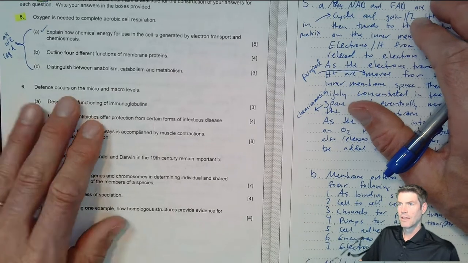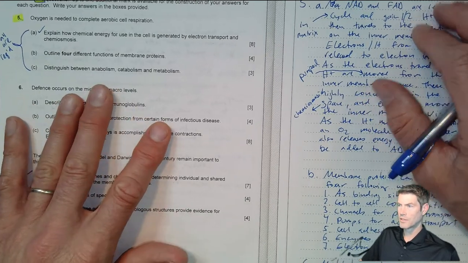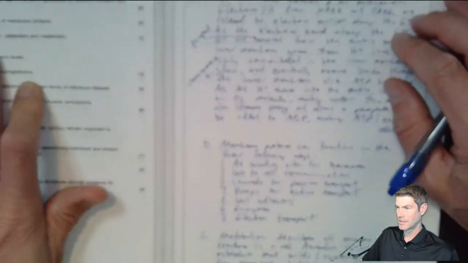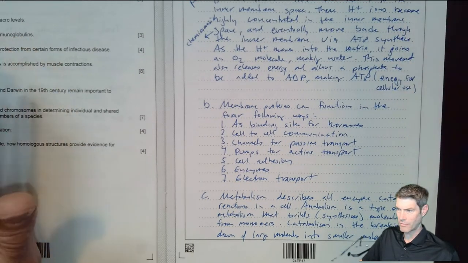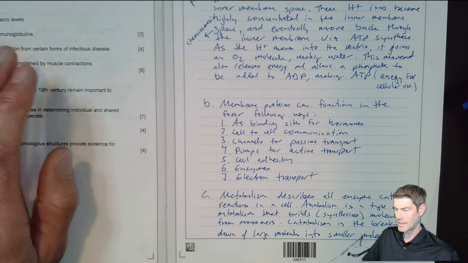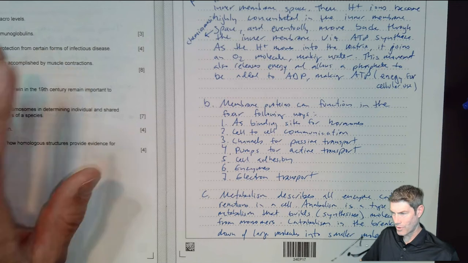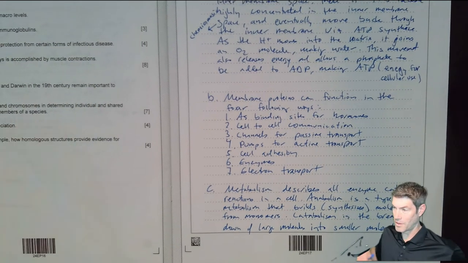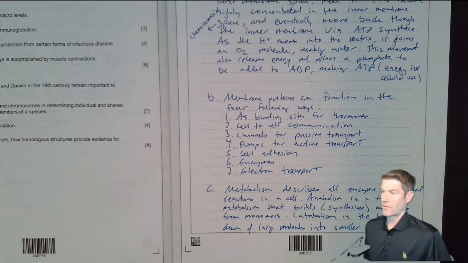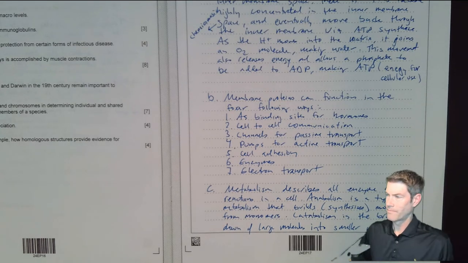All right. The next one, 4 different functions of membrane proteins. Now you'll notice I put a list of 7. That's just for reviewing, practicing. Don't put a list of 7. Just put a list of 4. They're only going to count the first 4 answers you give.